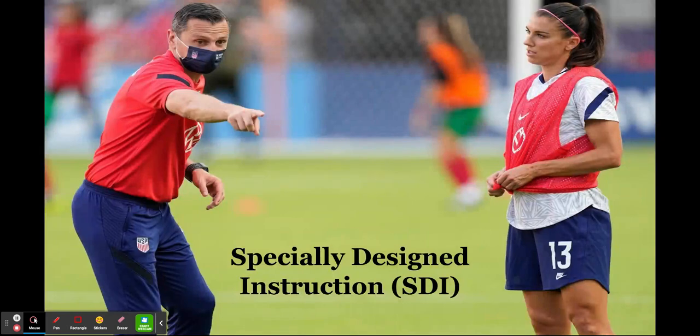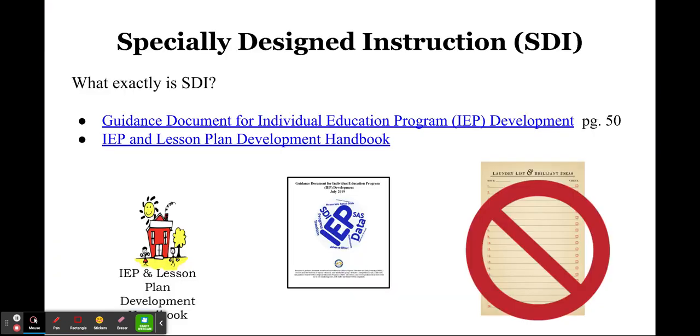So then we need to think about specially designed instruction. This is another huge component of the goal. A few things with specially designed instruction, just to point out: it's what the teacher does to teach the goal to the students. There are several tools that you can use to determine SDI for the goal you're teaching. The IEP and Lesson Planning Development book, sometimes we call it the Schoolhouse document, the IEP guidance document. Those are 2 resources available.